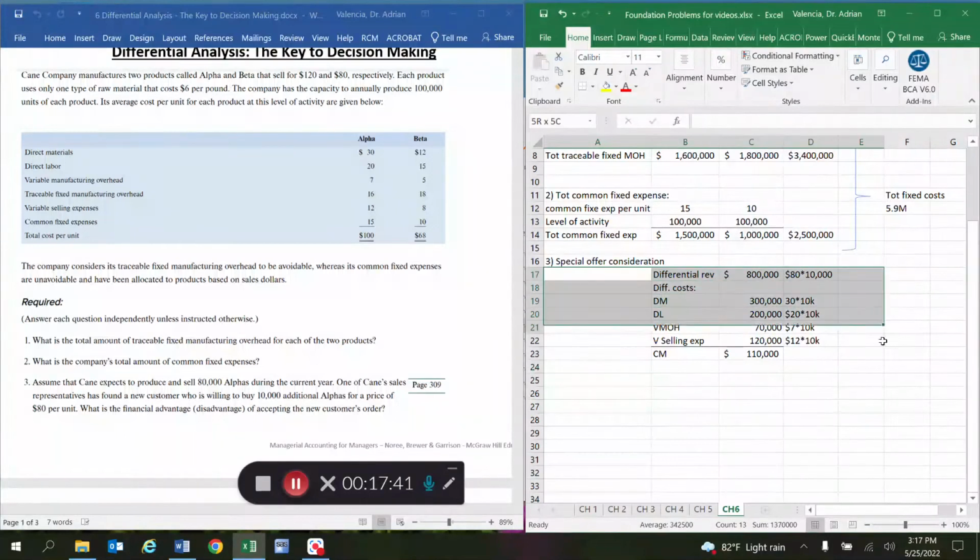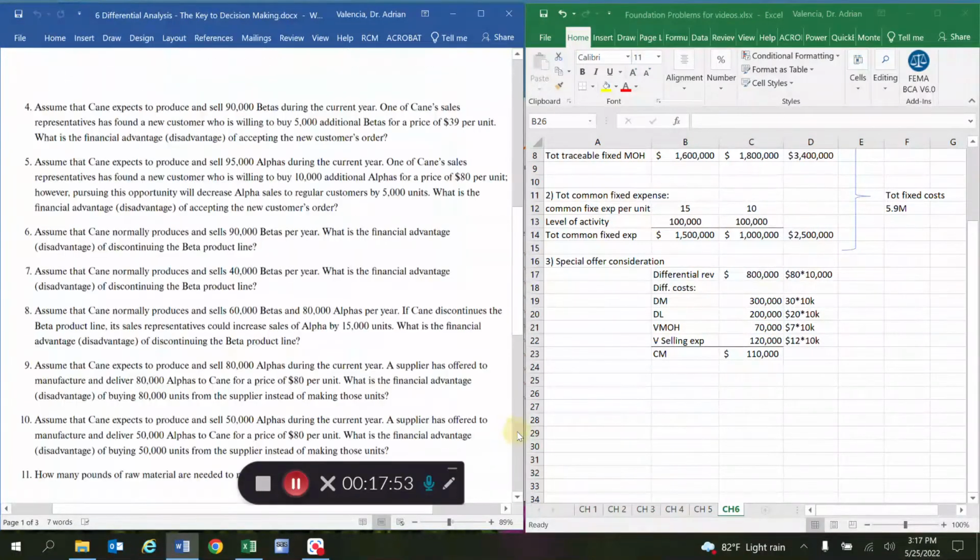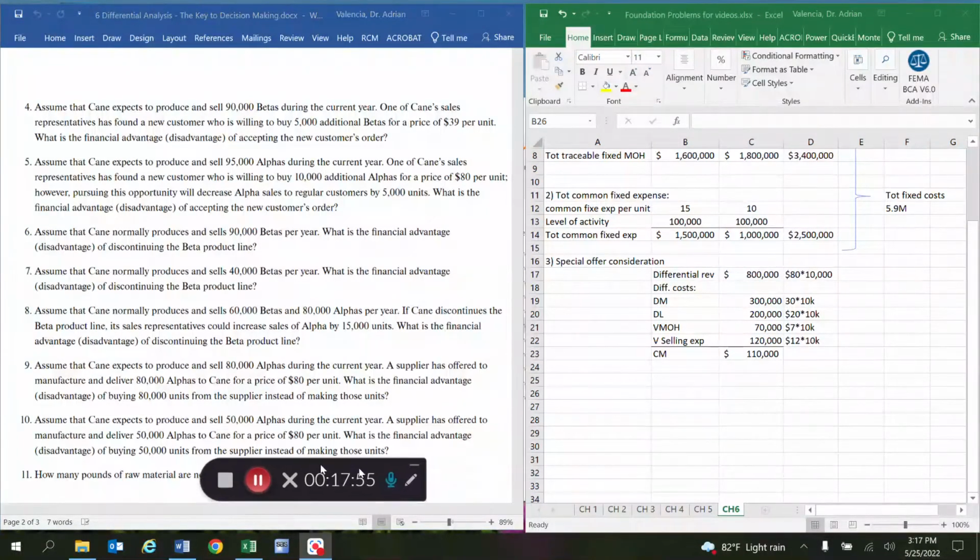So there's a lot of qualitative factors that we need to think about as well. But from a financial perspective, this is a go. We would say, yes, we can do this because that's going to increase our profitability. All right, let's look at the next question, which is 4 here.